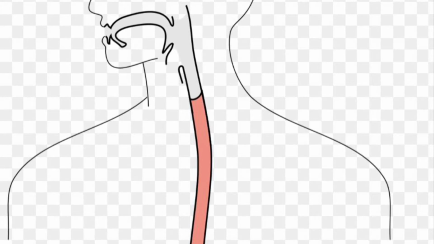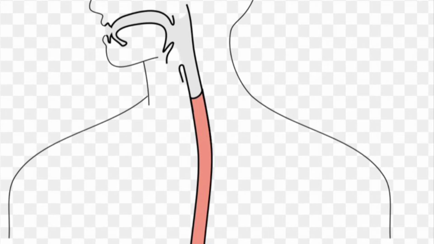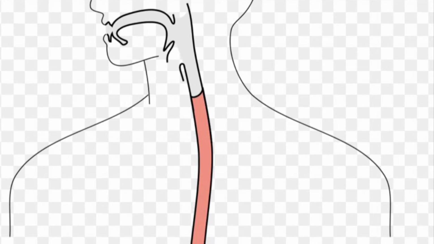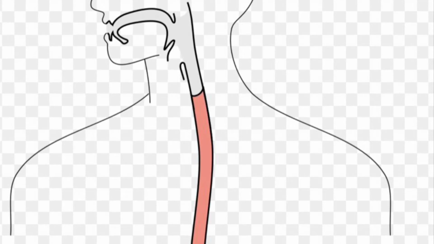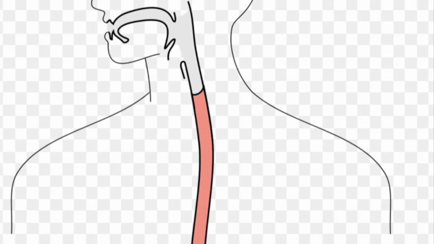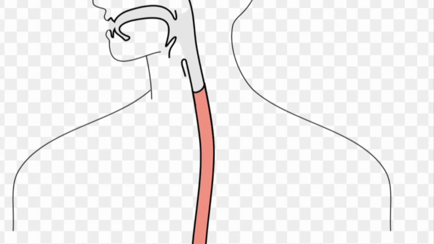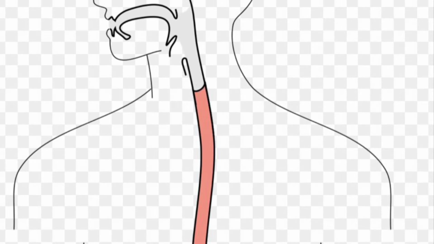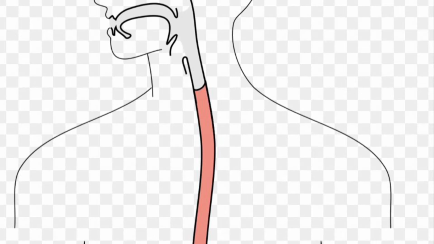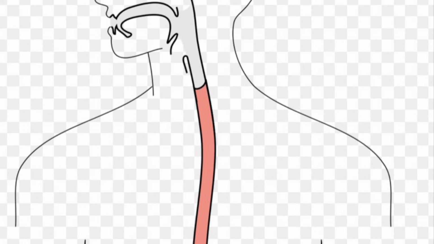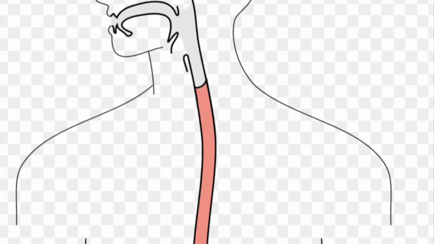Now, the food just doesn't slide down the esophagus voluntarily. There are muscle contractions called peristalsis that push the food down the esophagus all the way to the stomach. So basically, the esophagus is just a connection from the mouth all the way to the stomach. There's no digestion happening in the esophagus. It's just a connecting piece.